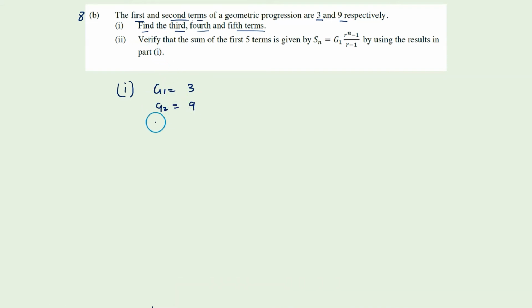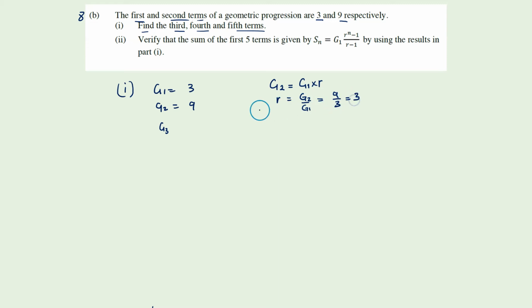So in order to find g3, we need to find what the geometric ratio is. So to find the geometric ratio, we need to do this. G2 is going to be equal to G1 times r, if you remember it. If you don't, please revise. So r is going to be equal to G2 over G1, which is going to be 9 over 3, which is 3.